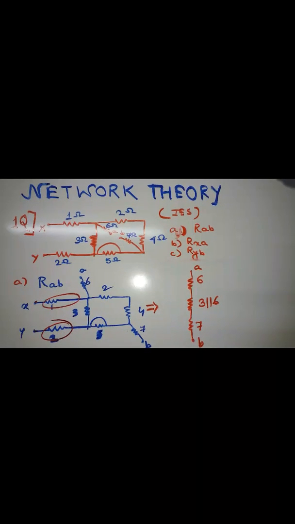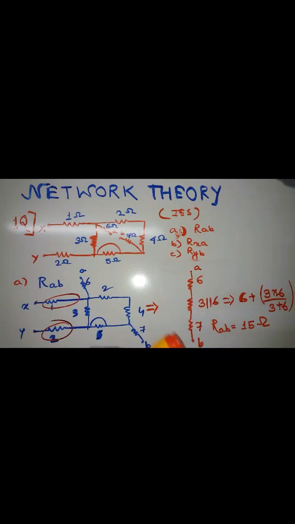So now you can see we made it like this. So now this plus this plus this will be in series. The whole thing is in series. 6 plus 3 plus 7. Is it clear? So your RAB is coming as 15 ohms. I hope this is clear.